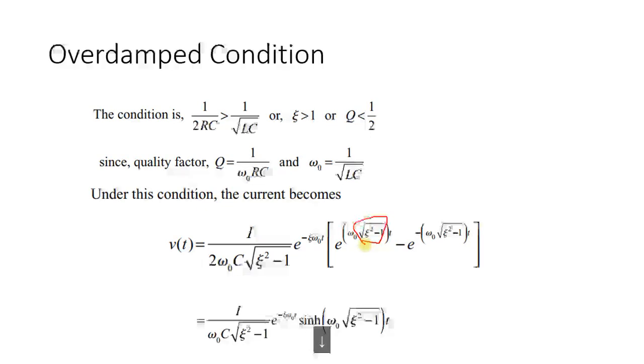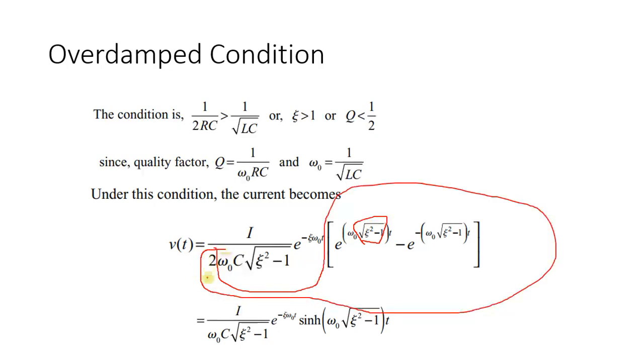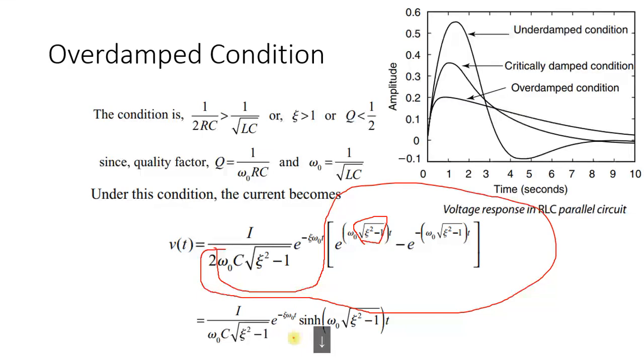Now you simplify this equation, so it is in the format of e power x minus e power minus x, and 2 is present here, so this term is replaced by sinh. We know that e power x minus e power minus x divided by 2 is sinh x, and similarly e power x plus e power minus x divided by 2 is cosh x. So from this formula I rewrite this equation, and this is the corresponding graph for the overdamped condition.